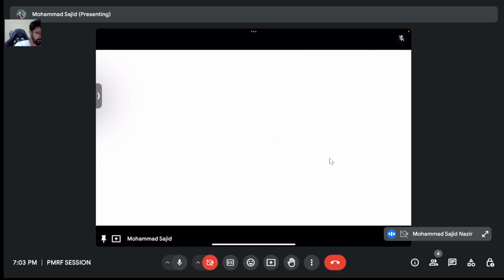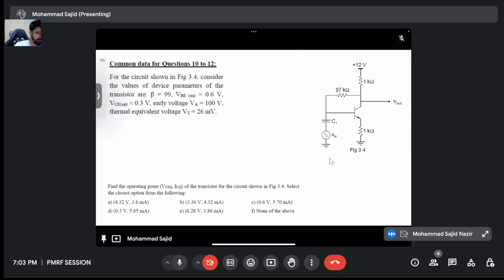For the circuit shown in figure 3.4, consider the values of the device parameters of the transistors as beta equal to 99, VBE on is 0.6, VCE sat is 0.3. Early voltage is again given. Find the operating point VCEQ, ICEQ.